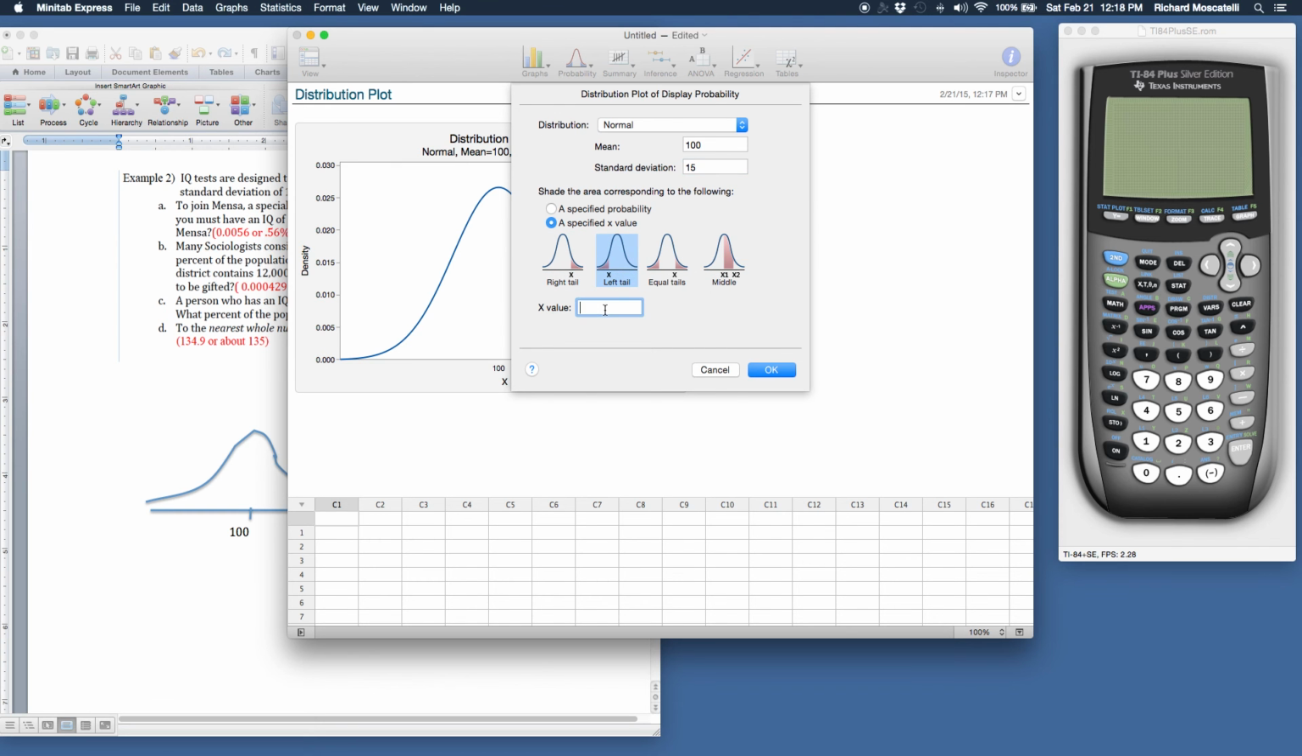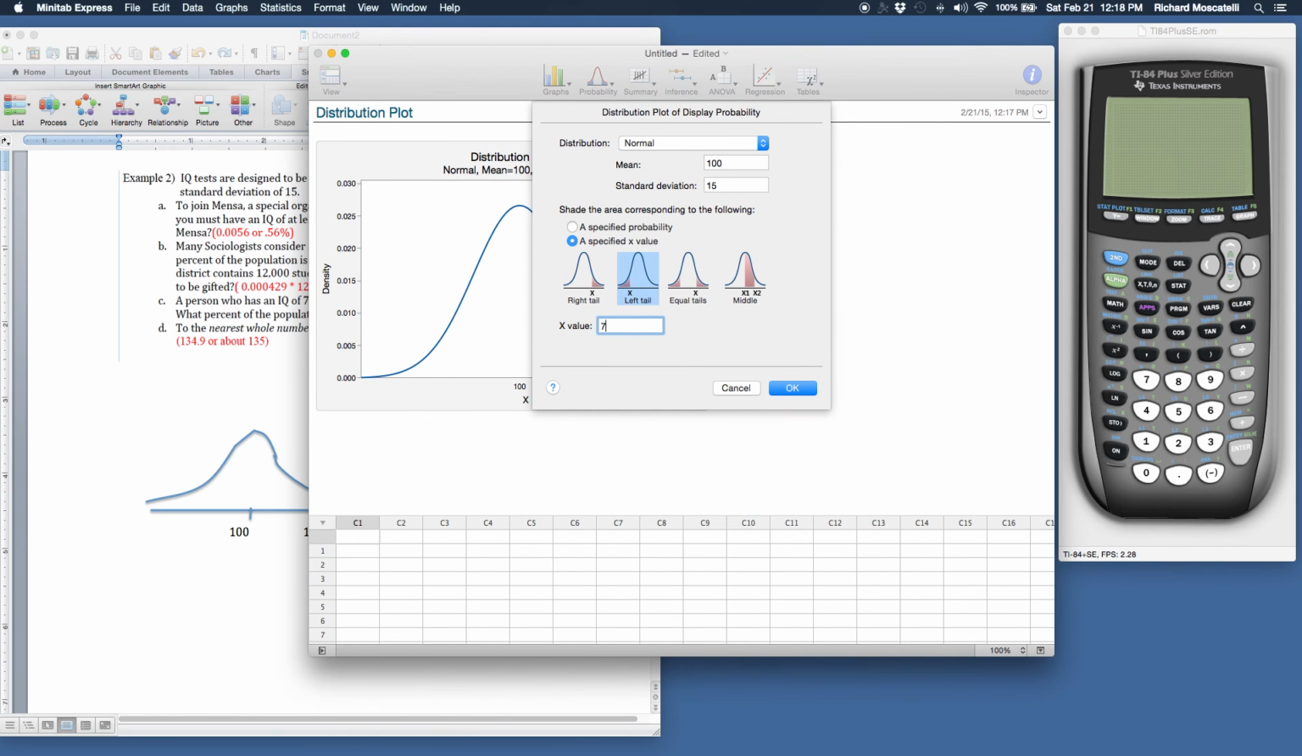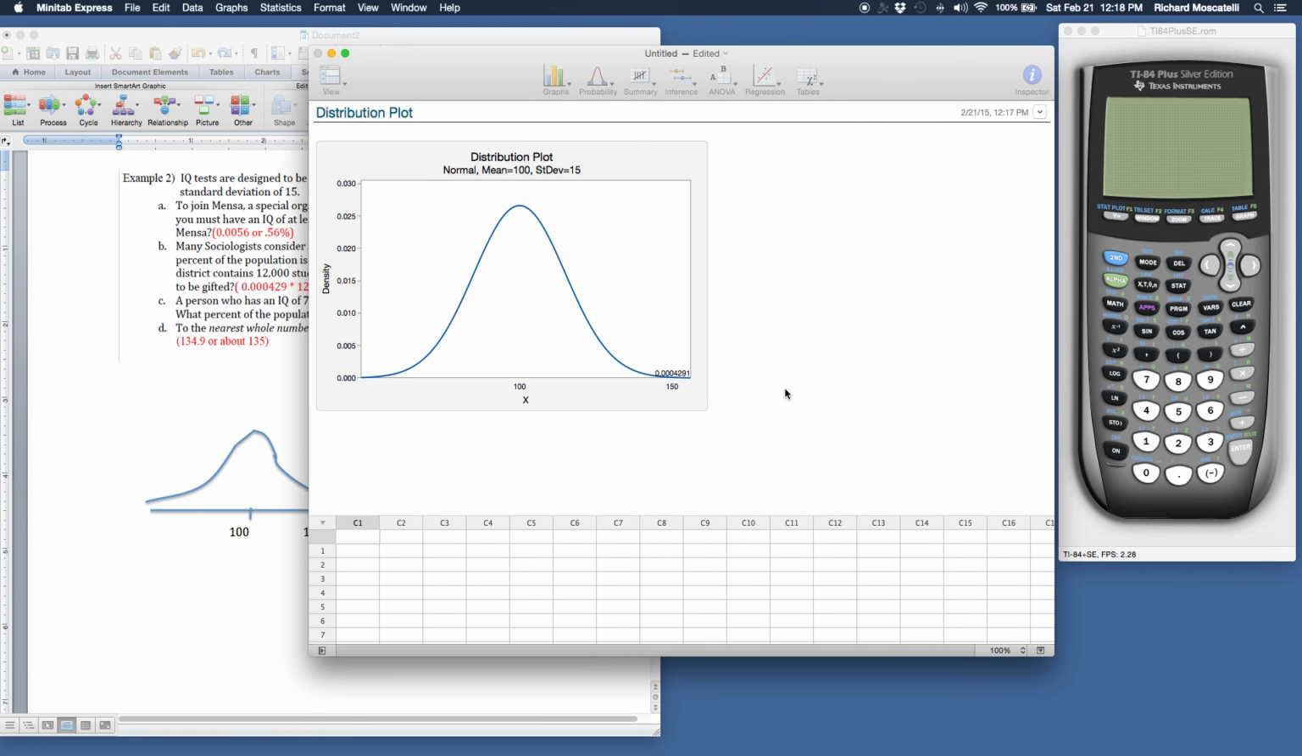I want to shade to the left of an x value. And of course it wants to know what's the x value. Well, the x value is a 70. So you pop a 70 in there, and it's going to give me the area from 70 to the left under this bell curve. So you say okay there, and there you have it. So as you can see, these features are very easy in Minitab.